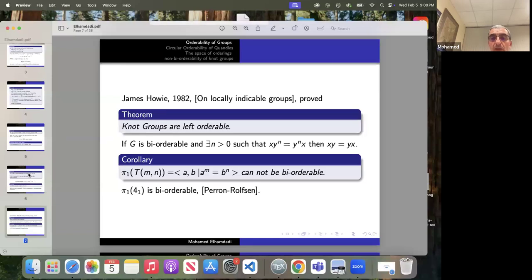James Hoey in 1982 proved this theorem that not all groups are left orderable. If G is a bi-orderable group and there exists an n such that (xy)^n equals y^n x^n, then one can prove that xy equals yx. This is basically due to the fact that the n-th roots are unique. If you have x^n equals y^n, that implies x equals y. As a corollary, one obtains that the fundamental group of the torus knot T(m,n) cannot be bi-orderable.